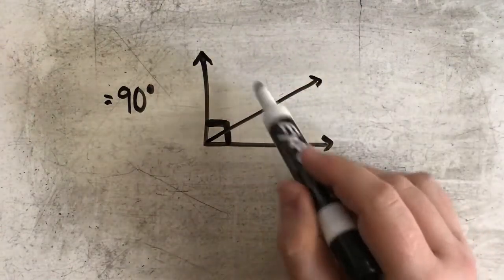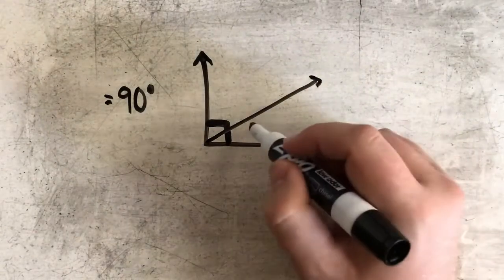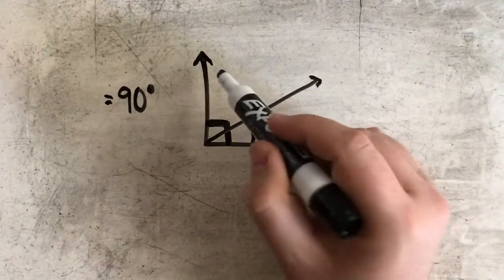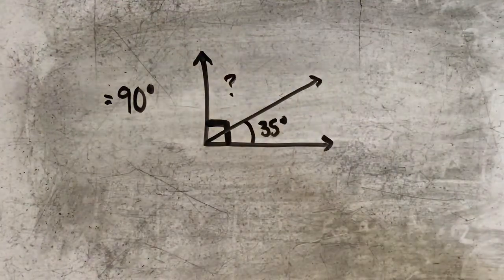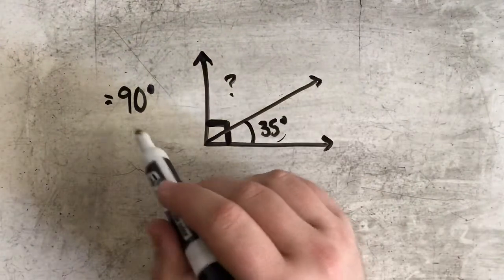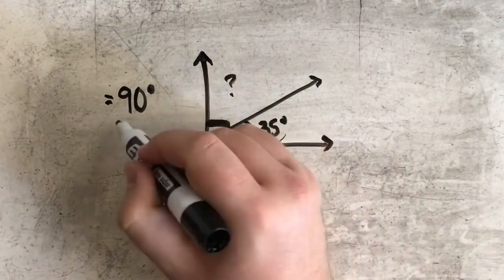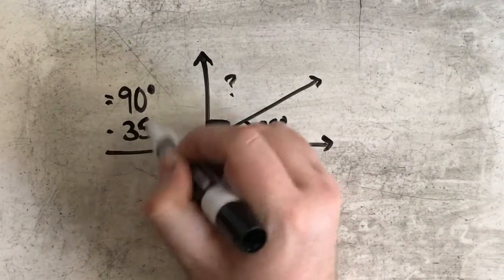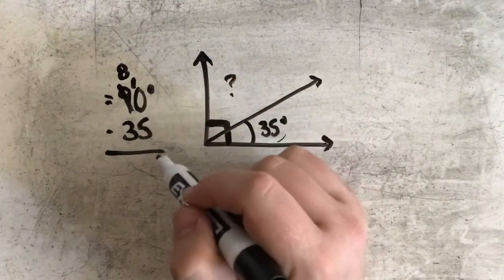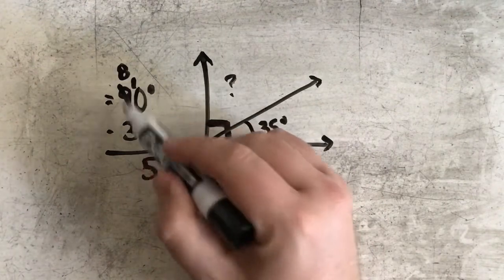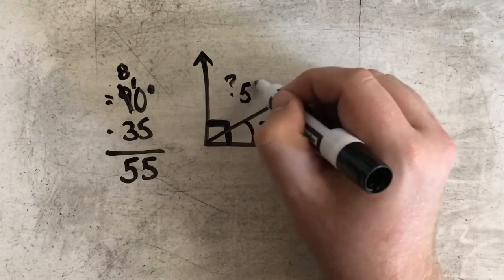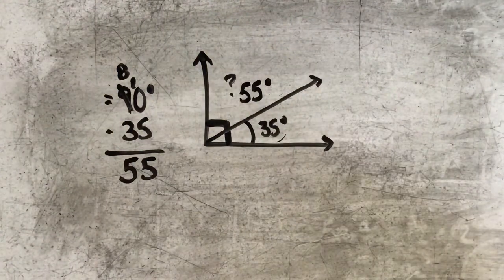So again, if I've decomposed this into two parts, and I know the bottom angle here is measured at 35 degrees, and I want to know this angle measurement right here, all I simply need to do is take 35 away from the total measure, which is 90. 0 minus 5 I cannot do, so I'm going to regroup. 10 minus 5 leaves me with 5, and 8 minus 3 also leaves me with 5. So my missing angle measurement must be 55 degrees.